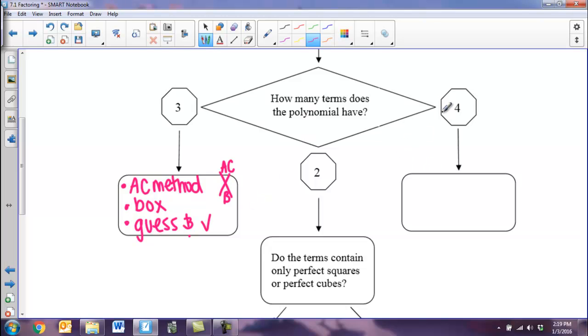Okay, the other one that you might see is 4 terms. And that's where we're going to just use grouping, or perhaps the box. Okay, basically 3 and 4 terms are the same idea. The only problem with 3 terms is you have to split that middle term into that 4th term, so then you can use this method. So 3 and 4 terms are actually pretty similar. It's just you have to do one step in the beginning with a trinomial.